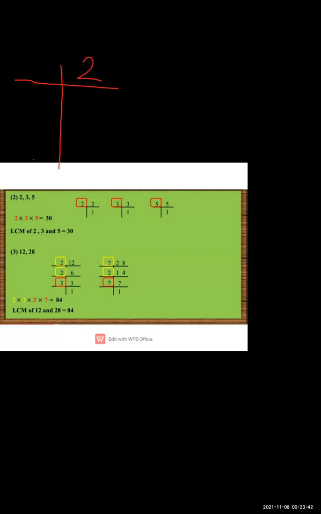2 is going in which table? No other table, it is going in the 2 table itself. So we will write 2 ones are 2. Next we will take 3. 3 is also not going in any table, so we write 3 ones are 3. Next is 5. 5 is also not going in any table, so we will write 5 ones are 5.